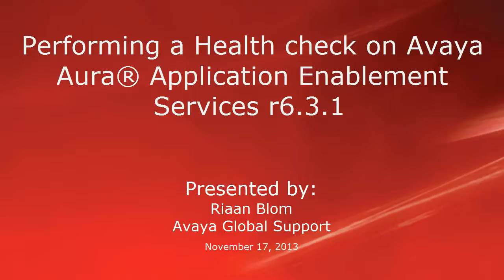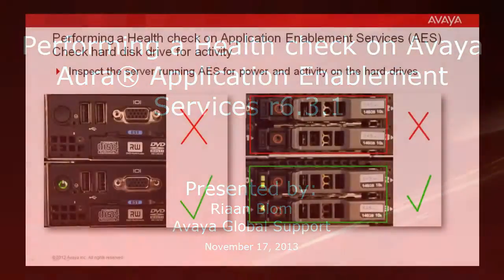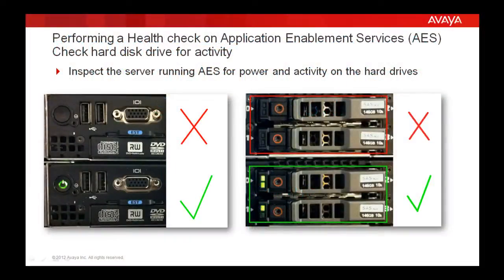During this video, I will go through some items to check on your Avaya Aura Application Enablement Services server to determine the overall health of the application. Normally there is an event like a CTI link outage or call recording outage that prompts someone to check the AES. One of the most obvious things to check will be that the server has power to it, and you will also expect to see some activity on the drives, as well as the network interface, which is located on the back of the server.